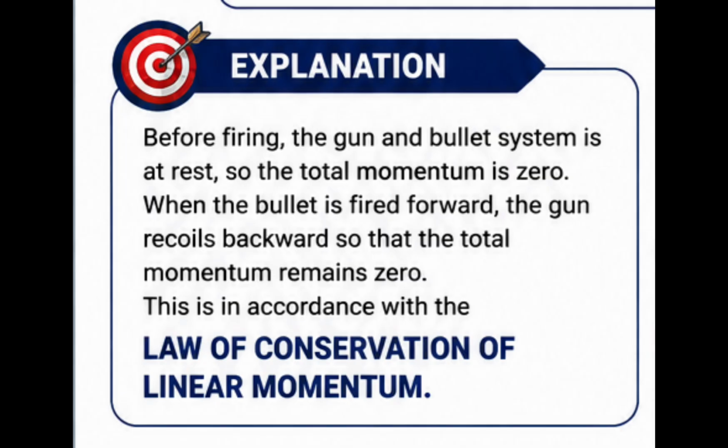Before firing, the gun and bullet system is at rest, so the total momentum is zero. When the bullet is fired forward, the gun recoils backward so that the total momentum remains zero. And this is in accordance with the law of conservation of linear momentum.